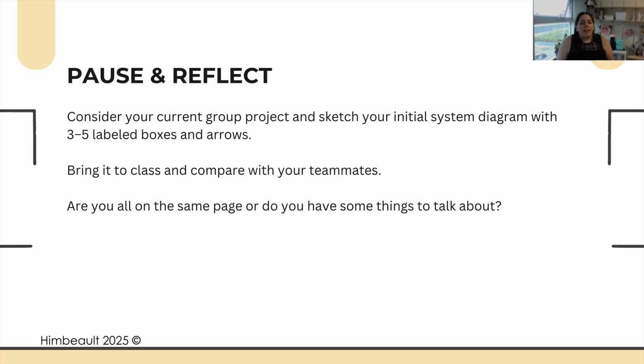Okay, so with that, let's just take a quick second to pause and reflect. I want you to consider where your current group project is at, and I want you to sketch out that initial system diagram. You should have those 3 to 5 boxes, you should have some arrows, and then make sure you bring it into class so that you and your teammates can all compare.